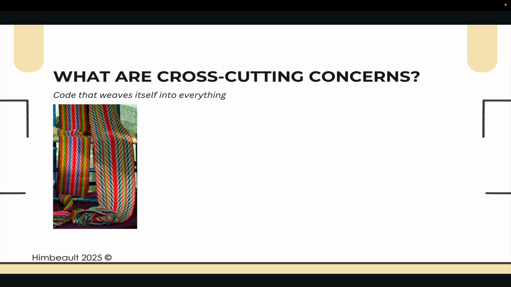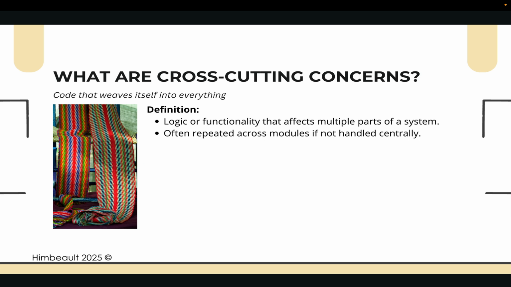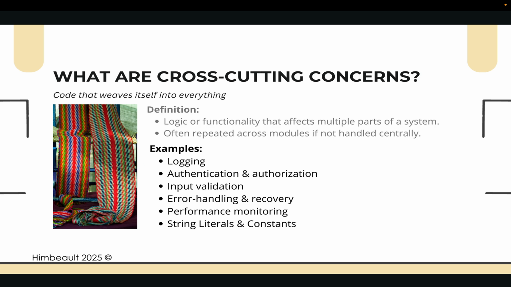So what actually does the term cross-cutting concerns mean? Effectively, it's code that weaves itself into everything. So it's logic or functionality that ends up affecting multiple parts of our system, often repeated across modules if it's not being handled centrally. This is similar to examples we've seen where we have the same type of validation happening in multiple places, or similar logging functionality in multiple places. Since we're not handling it centrally, we find ourselves copy pasting and repeating code.